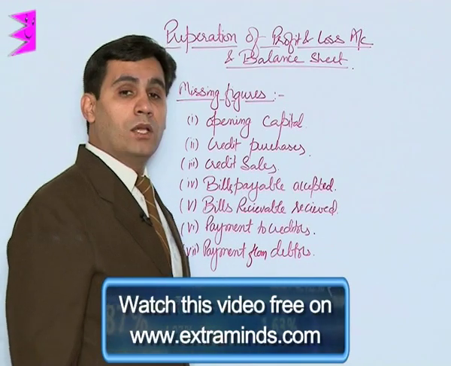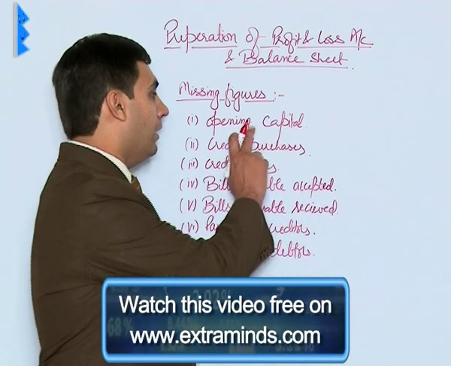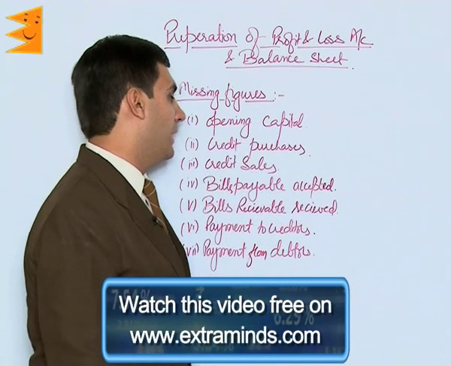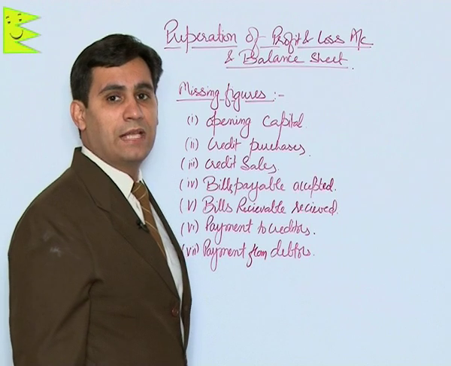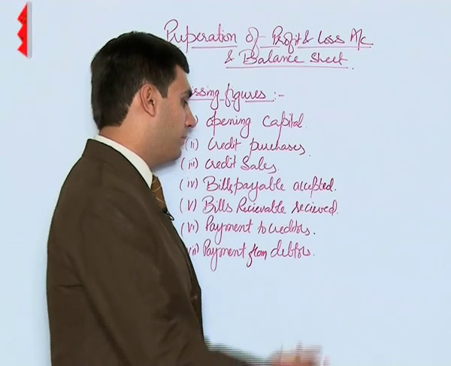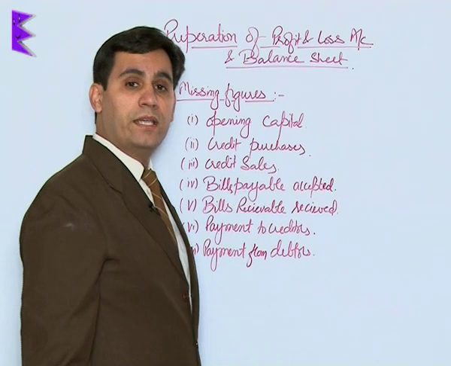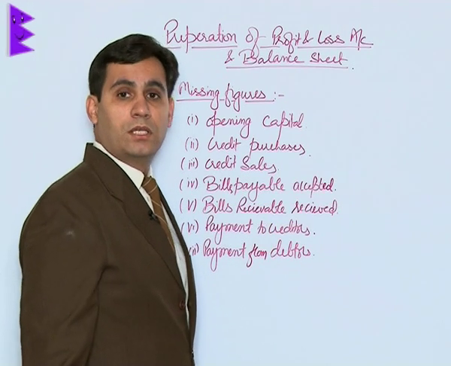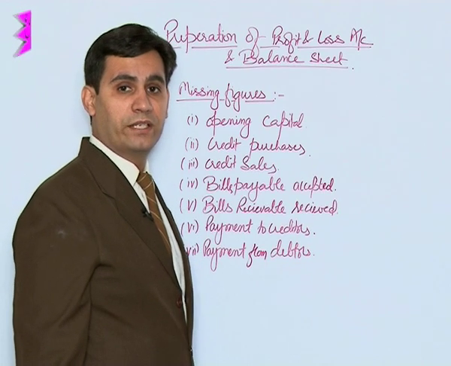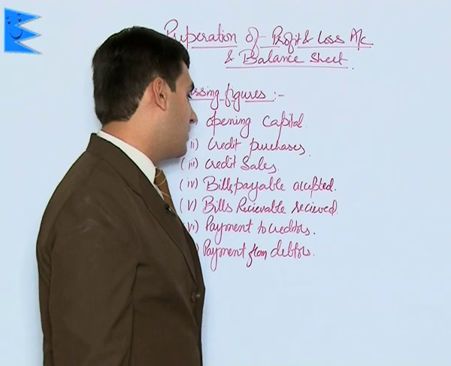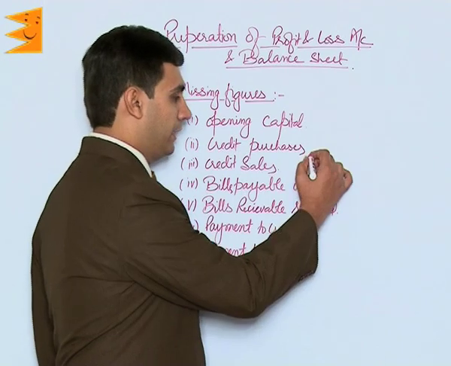So let us see what are the most commonly missing figures. The first one being opening capital. Usually we do not find it in the account straight away, so you have to calculate it. Then we have credit purchases and credit sales. Now remember here that in this system, that is incomplete records, cash book is maintained. So cash sales and cash purchases can be calculated. It is usually the credit purchases and credit sales that are missing. So we need to calculate them.